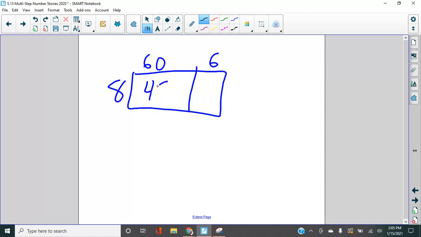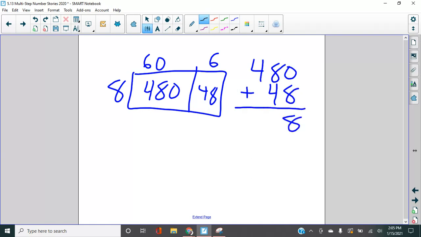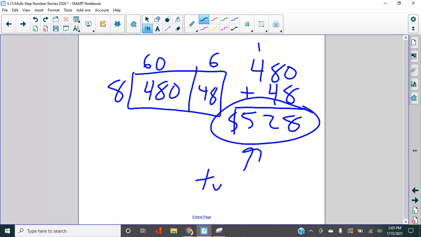Okay, did you get 480 here and 48 here? If you don't have those numbers, if you just got the multiplication fact wrong, that's going to throw a monkey wrench in things. So make sure you check those facts. $528. All right, $528 for the tumblers.